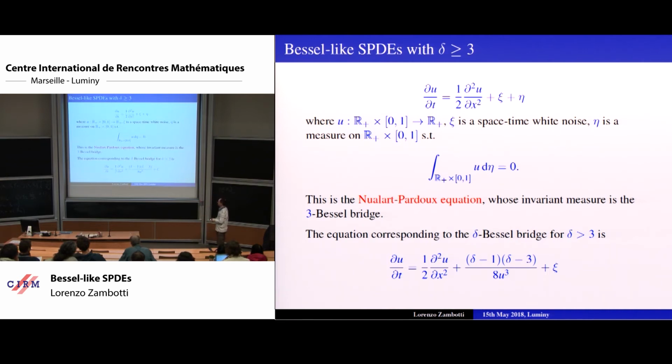3-dimensional Bessel bridge. Now, I asked myself, already a long time ago, what is the corresponding equation for delta Bessel bridges with higher dimension? Actually, I asked myself for any dimension, but I could answer for delta strictly greater than 3, and it turns out that you have this form. The delta minus 1, delta minus 3 over 8 is kind of mysterious, but the delta minus 1 reminds of the delta minus 1 which was in the Bessel process. So instead of 1 over x, now we have 1 over u cube.